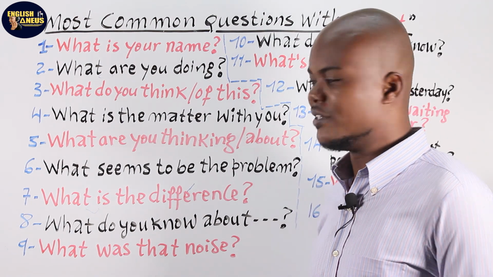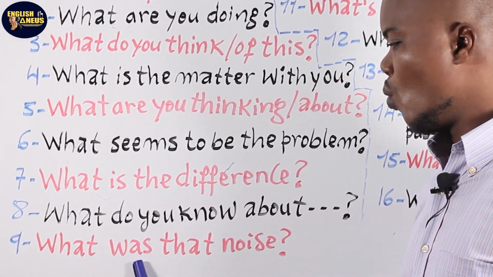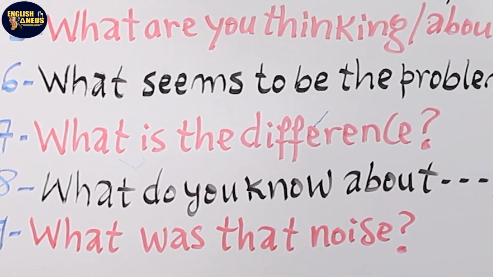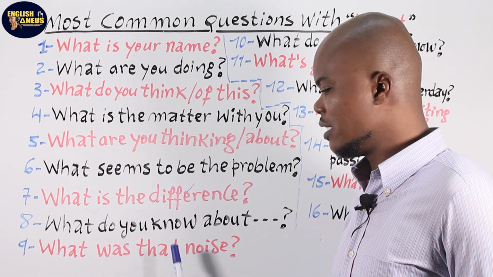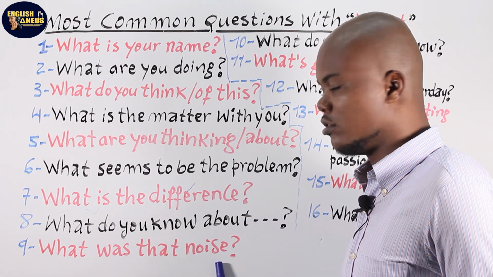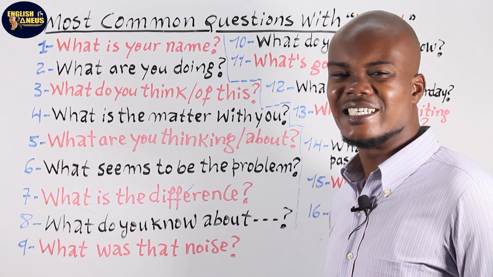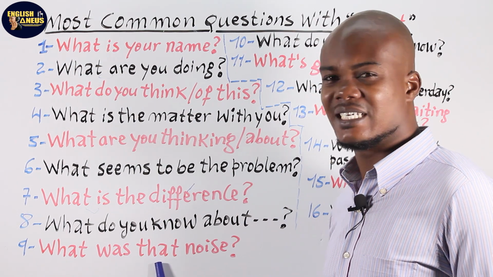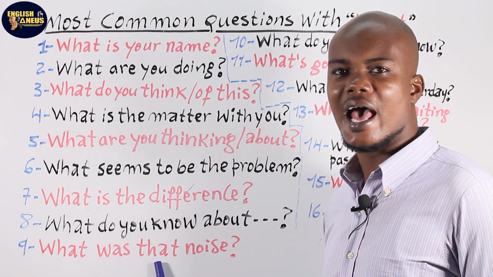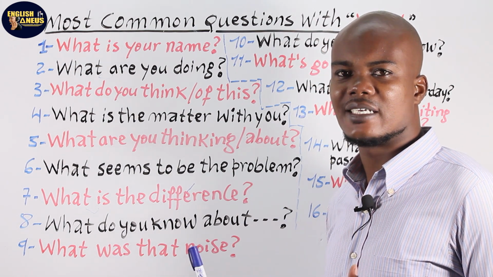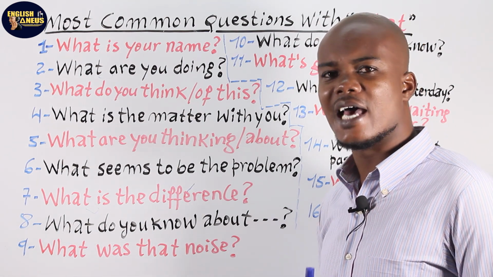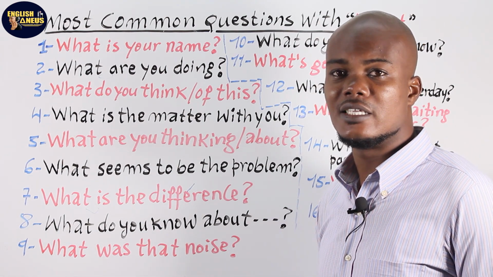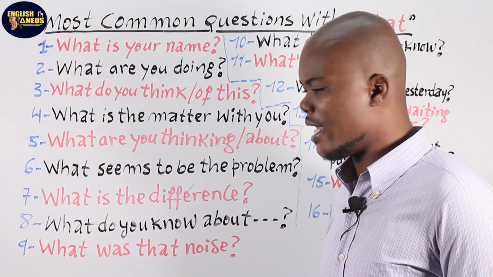And sentence number 9 is, what was that noise? What was that noise? You say that. That noise. What was that noise? Quel était ce bruit? What was that noise?